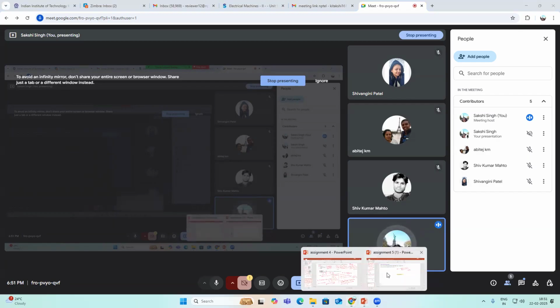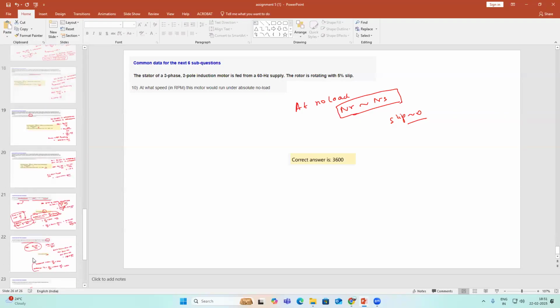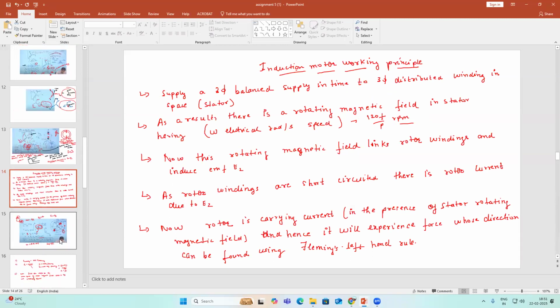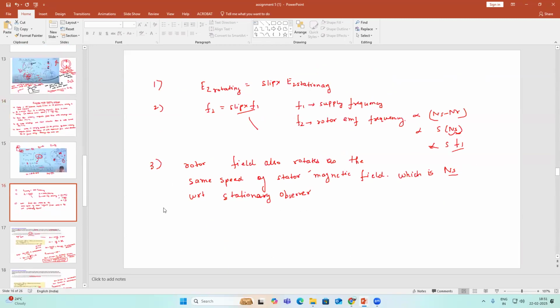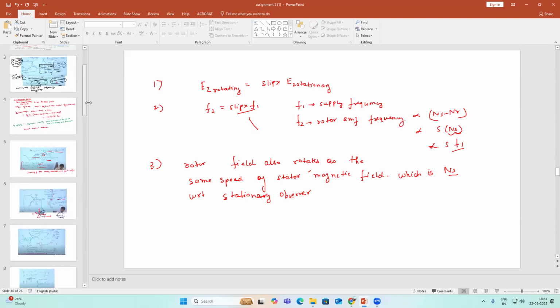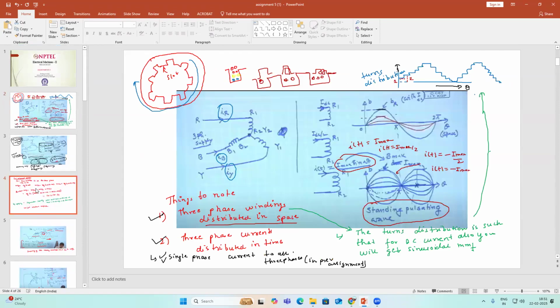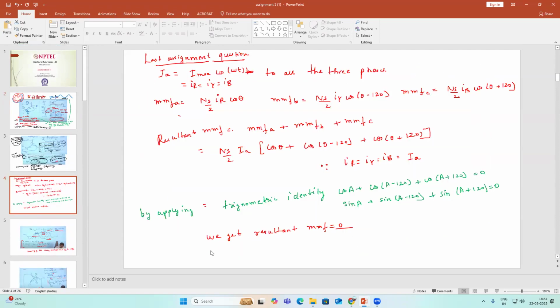Solving questions is very easy, but for solving the theoretical questions you have to know these things. And in the beginning, we saw the discussion about the rotating magnetic field, and how to find the resultant MMF.